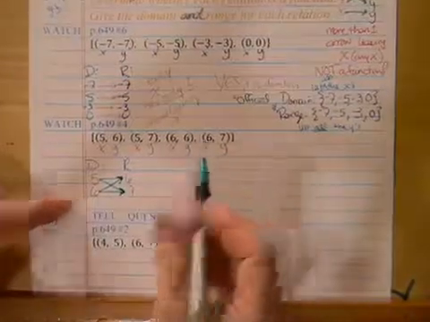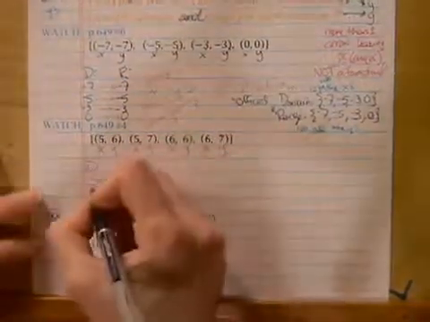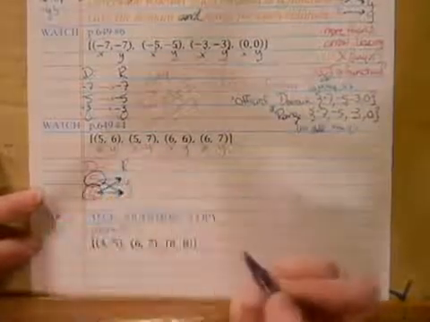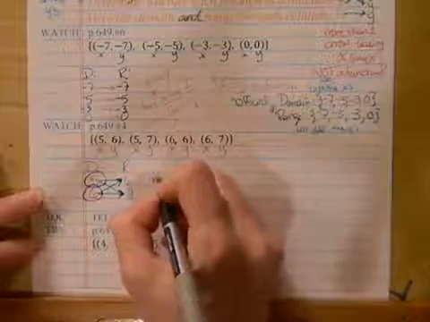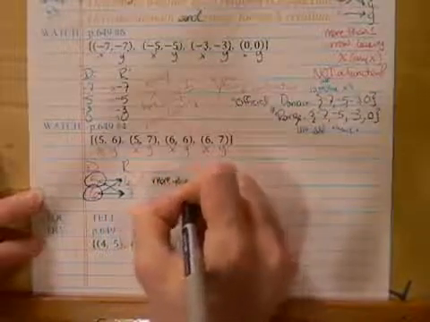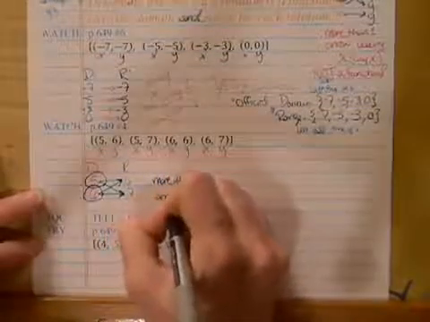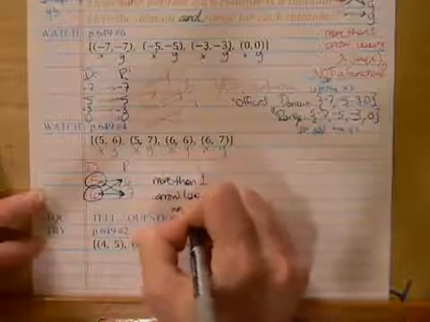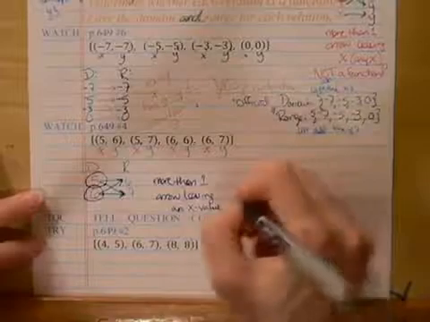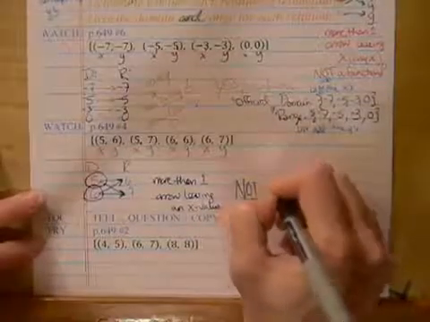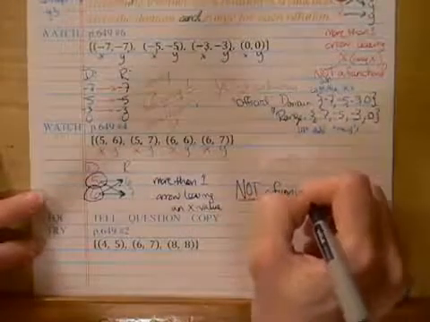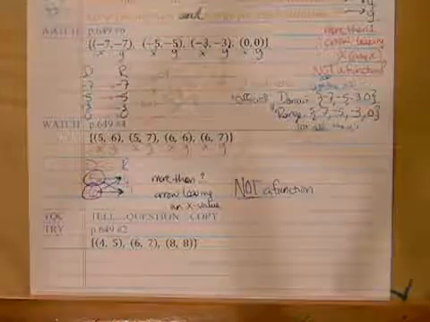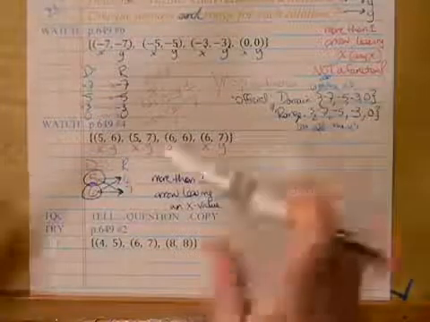Now, is this a function? Well, 5 has more than one arrow leaving it. 6 has more than one arrow leaving it. More than one arrow leaving an x value. Not a function. Okay? However, you can still list the domain and range.